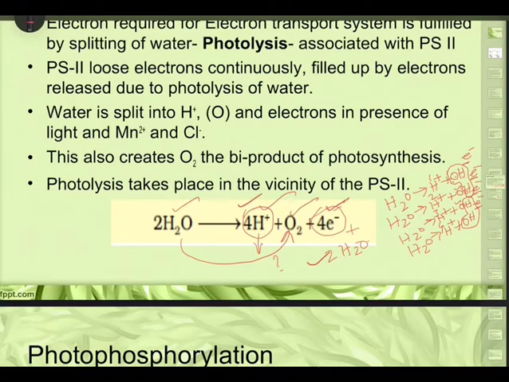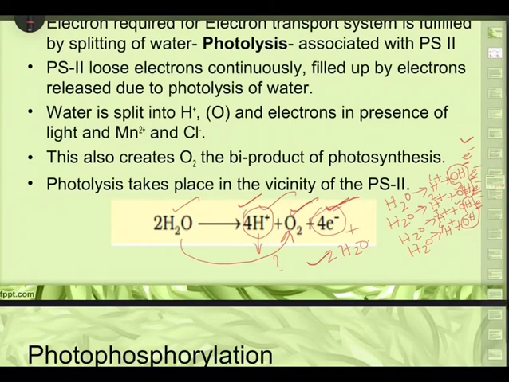And when the water molecule splits, what are the byproducts? It is 4H plus, you can see 1, 2, 3, 4. Then you have one molecule of H2O and another molecule of H2O, so 2H2O. And now one oxygen and another oxygen, O plus O, O2. That's how we say O2 is formed, beyond doubt, because of photolysis, the splitting of water.